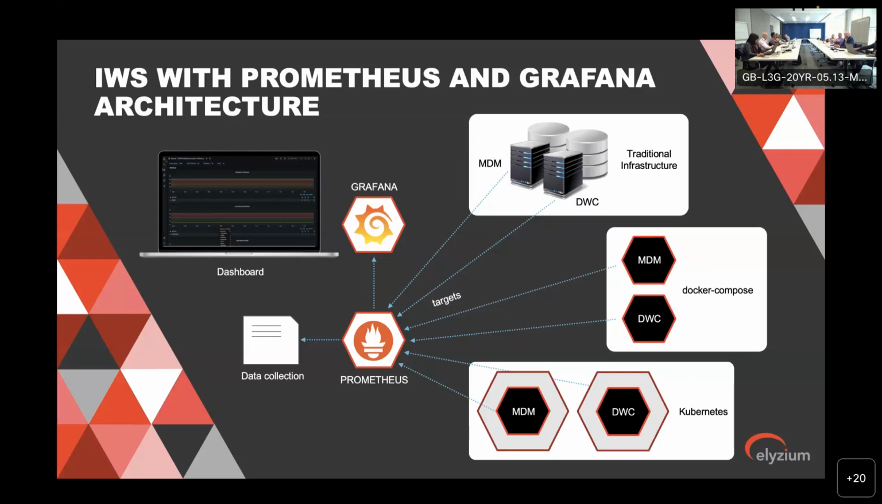So there are two targets that Prometheus gathers information from. One is your master, the other is the DWC. Both are providing information.